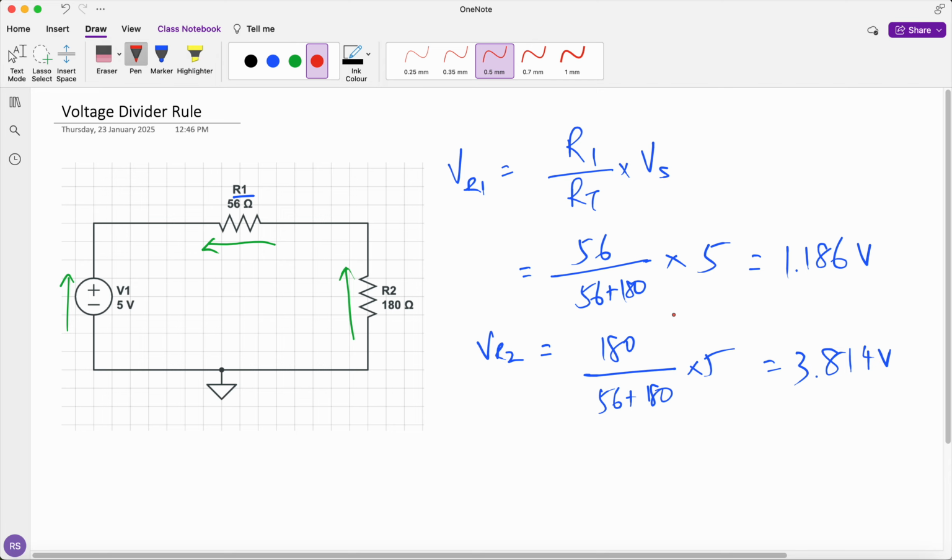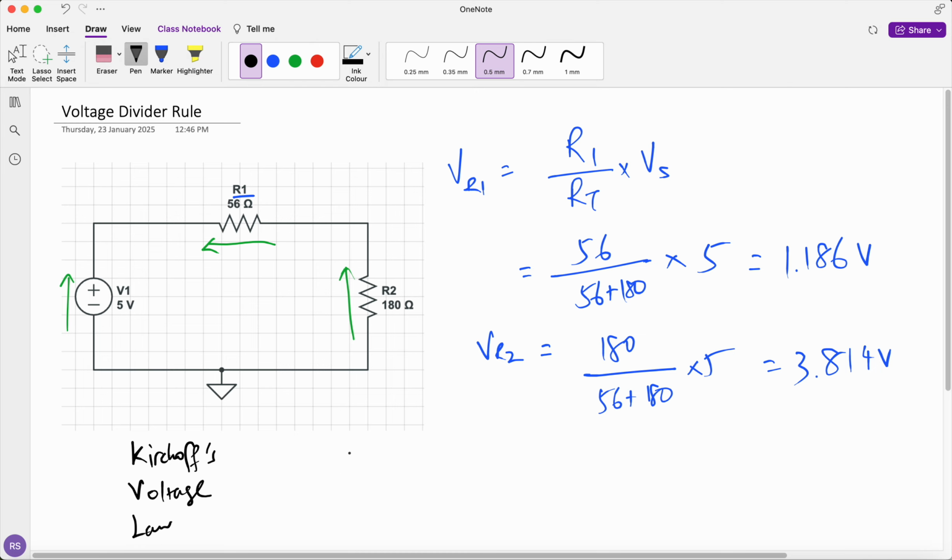Now this application of the voltage divider rule also brings us to the understanding of another law, and that is what we call KVL. What is KVL? KVL means Kirchhoff's voltage law. And what is Kirchhoff's voltage law?